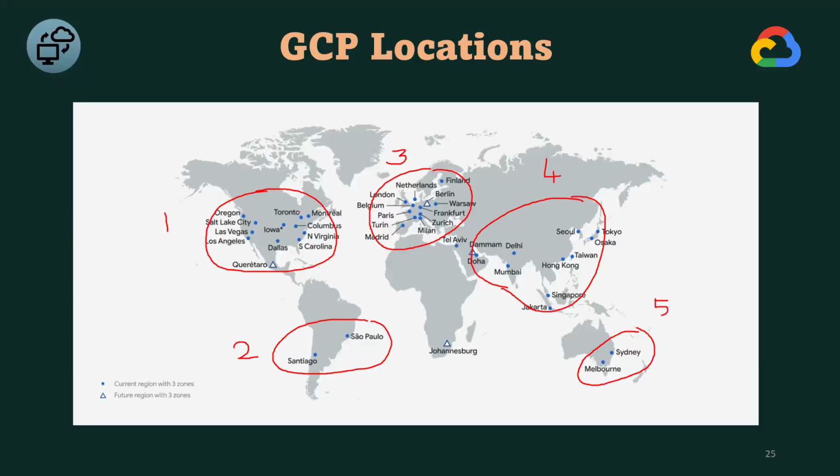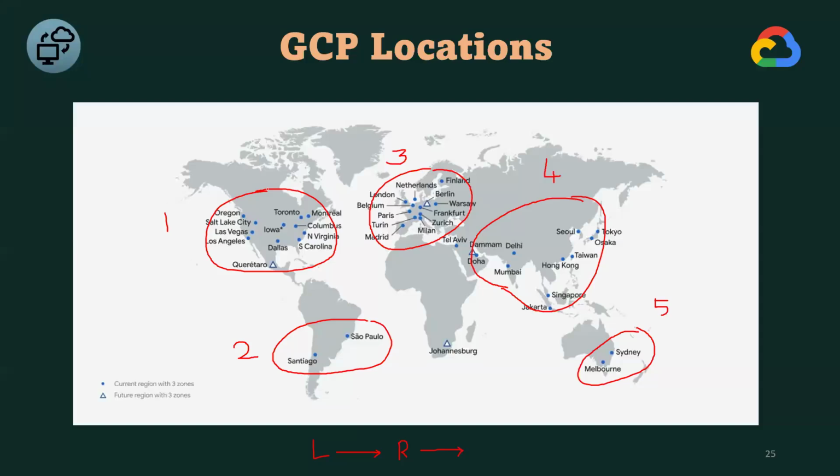Okay, so each location is further divided into multiple regions. If you can see here, guys, the blue dots are nothing but regions. Whatever blue dot you see here, that is a region. So one location has multiple regions.